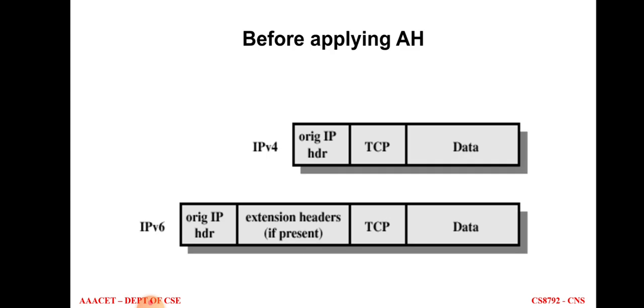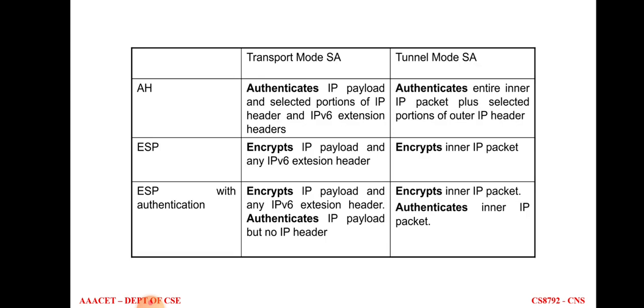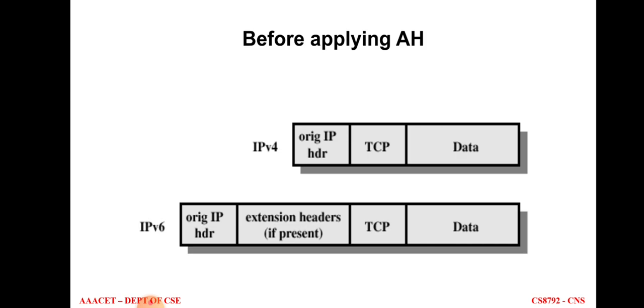Transport mode is used for end-to-end communication between two hosts, like client and server or two workstations. So ESP in transport mode encrypts and authenticates the IP payload but not the IP header. Similarly, AH in transport mode authenticates the IP payload and selected portions of the IP header. ESP in tunnel mode encrypts and authenticates the inner packet, not the outer header. So this is the concept of transport mode and tunnel mode.